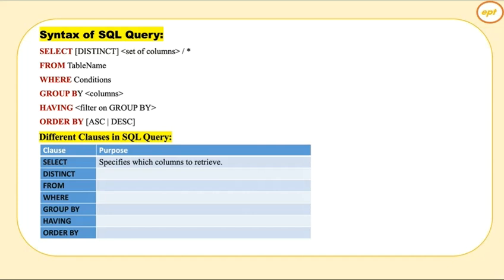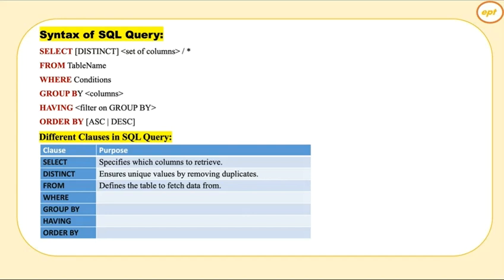Then what is the purpose of the from? Whenever you are retrieving the data, the from clause identifies whether the particular tables you want to retrieve from are available in the database or not.